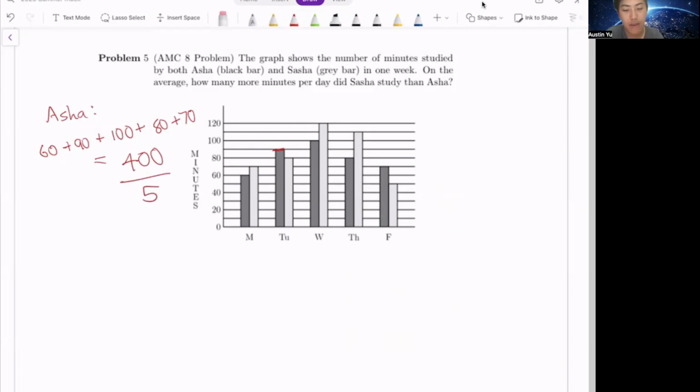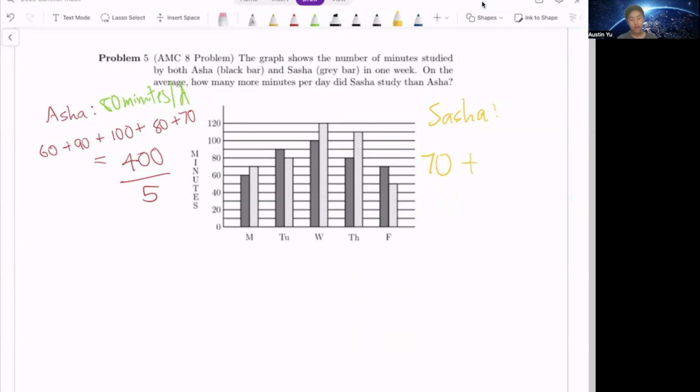So let me write 80 minutes for Asha, 80 minutes per day. And now that we found Asha, let's find out what Sasha did. Sasha is the gray one. So for Monday, Sasha did 70. Let me write Sasha first. Sasha did 70 because it's in the middle between 80 and 60.